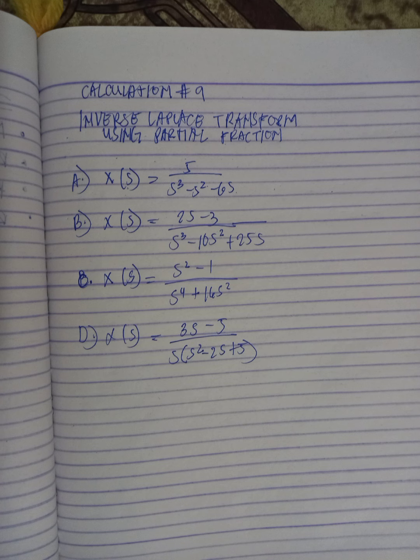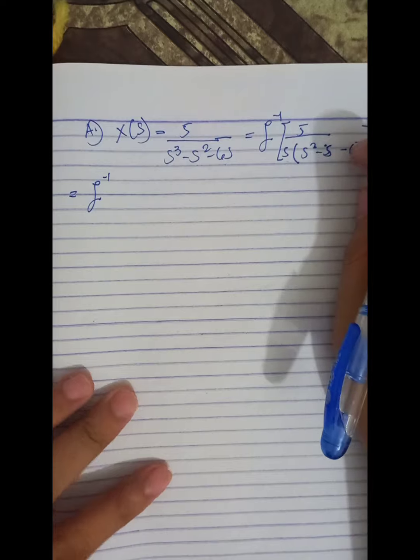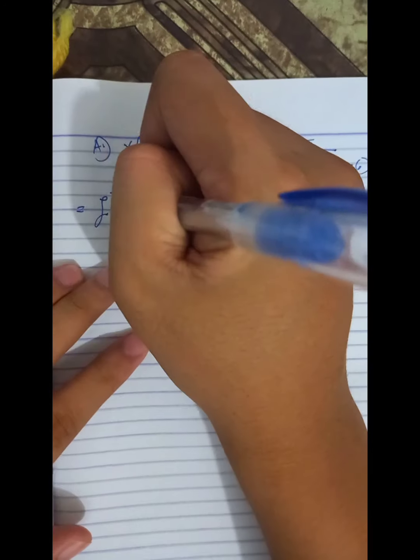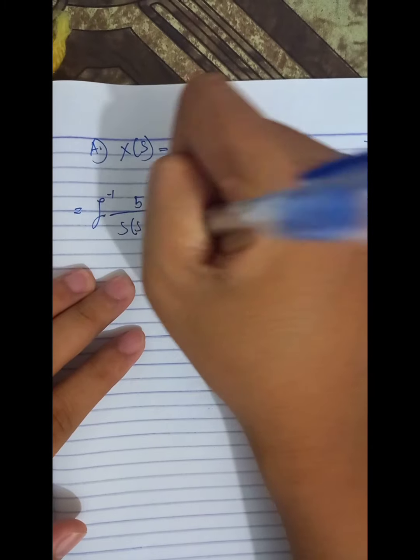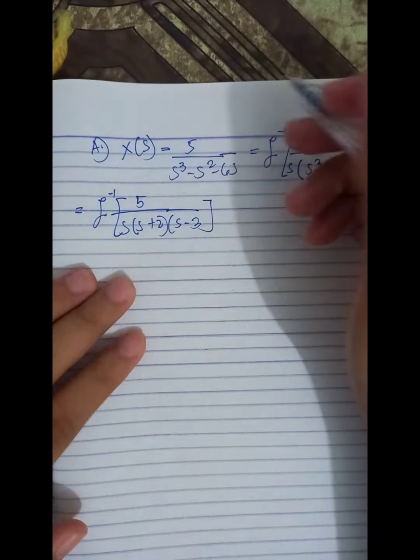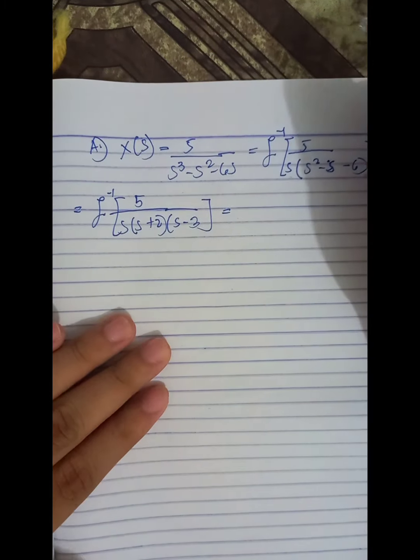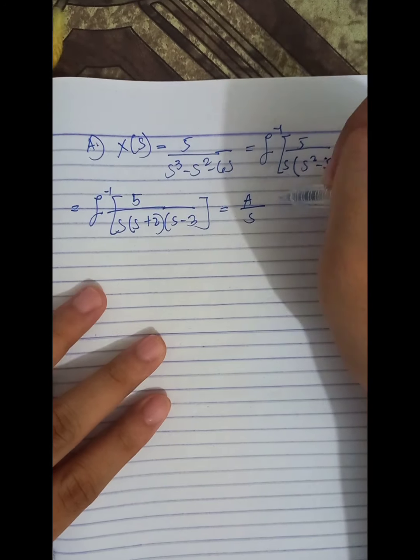s to the 4th plus 16s squared. Letter D is X of s equals 3s minus 5 over s times s squared minus 2s plus 5. So for letter A, we have to perform a partial fraction inverse Laplace transform. And first we have to factor the denominator.